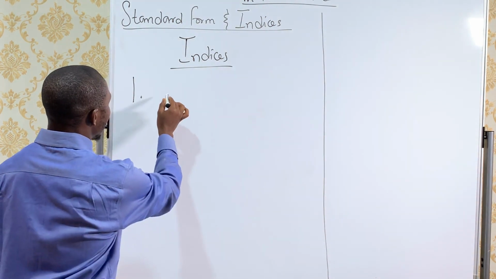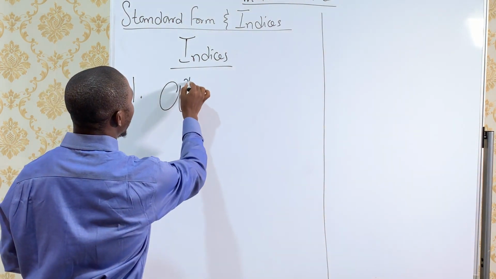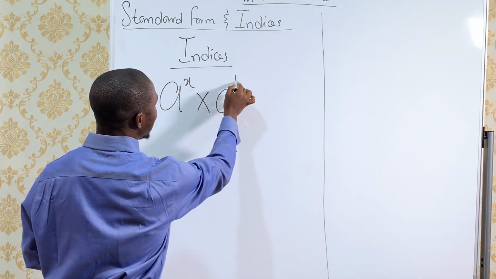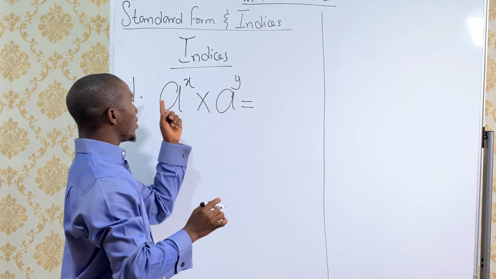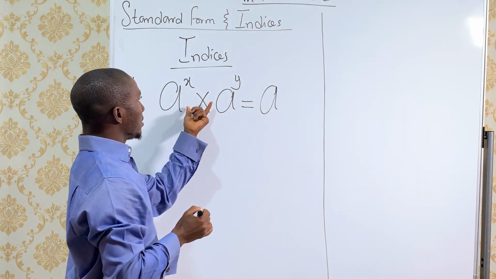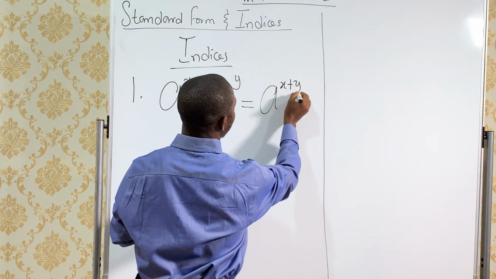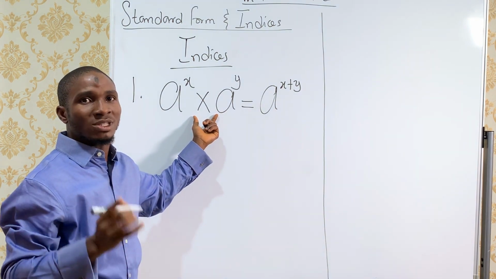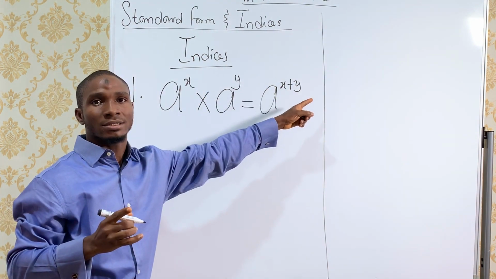What it states is that if you have a base and a power multiplying the same base but different power, then it becomes, you pick one of the bases since they are the same, and the powers you add. That is, because of the multiplication sign that's in between, what the first law says is that you pick one of the base and you add the power together. That's the first law.